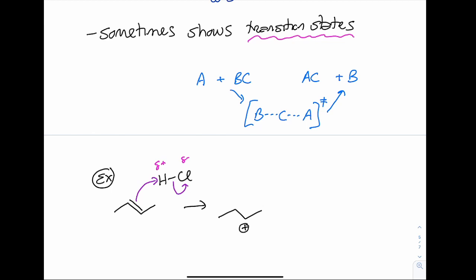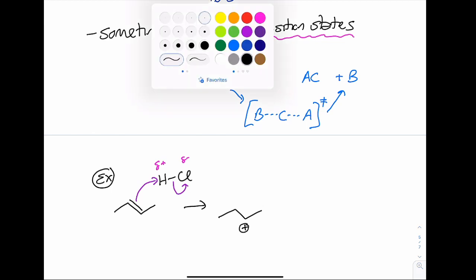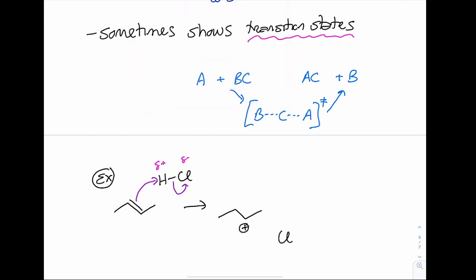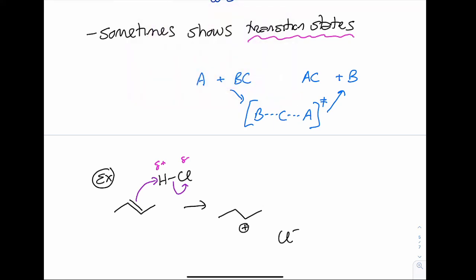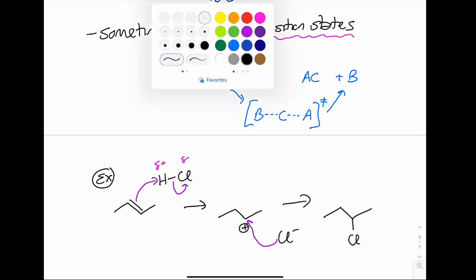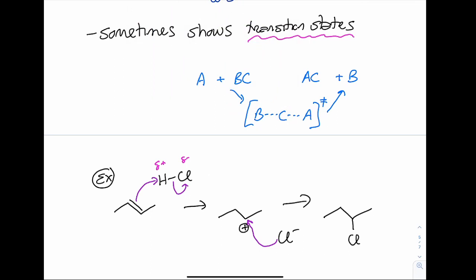I have chlorine floating around, or chloride, I should say. It has that negative charge, so it's going to be attracted to that carbocation, that non-octet carbon. It's a pretty bad arrow, but it's being attracted to that, and then I have my product. So this one in the middle here, my non-octet carbon, my carbocation, is the name of that, is my intermediate.